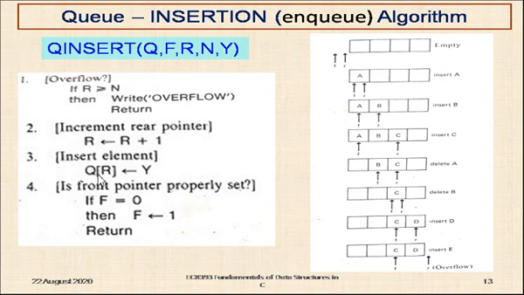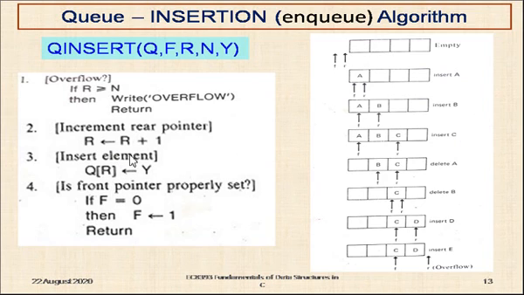Then it comes to the next step. Q of r is equal to y. What is r now? R has been updated. Initially it was 0. Now because of the second step it has become 1. So Q of 1, that is this location, Q of 1 is equal to y. What is stored in y? A, for our example. So A is inserted into the first location of the Q.